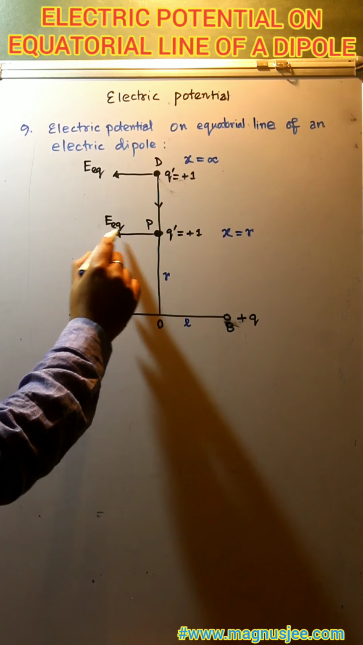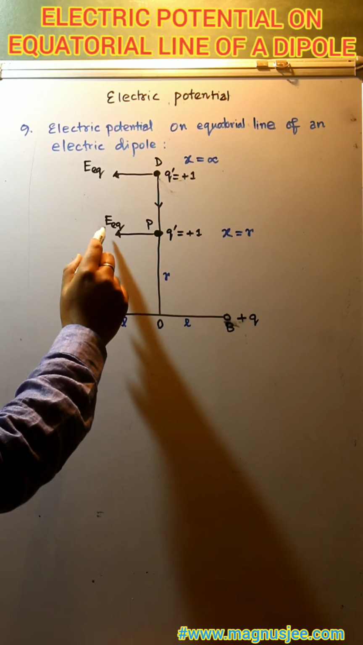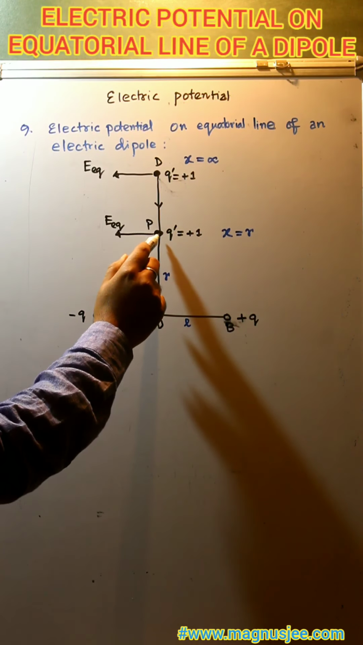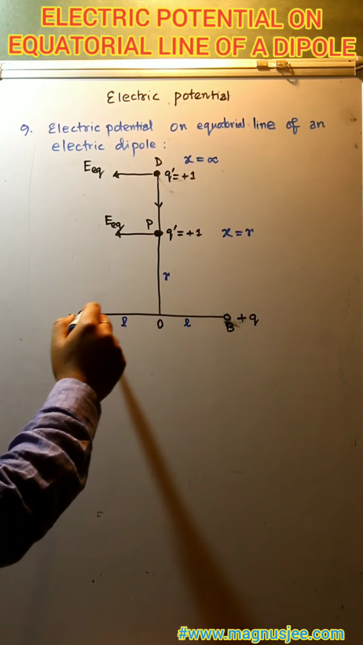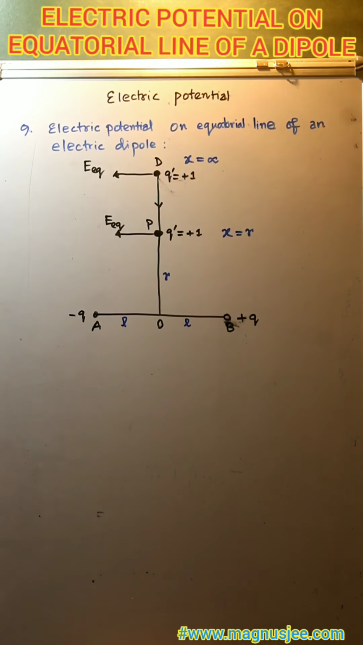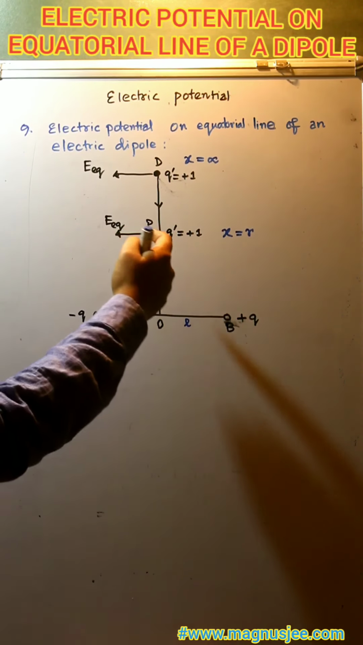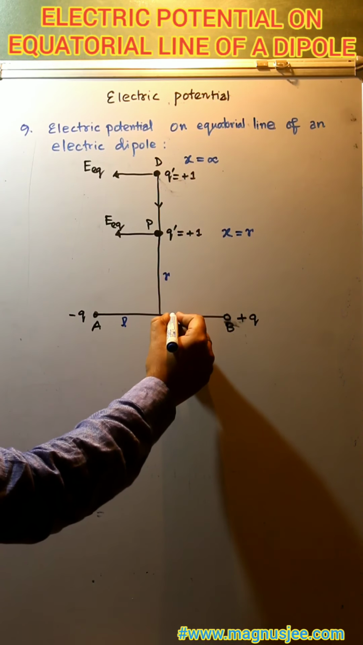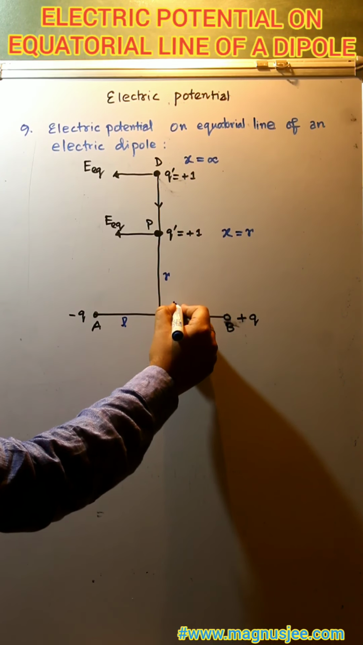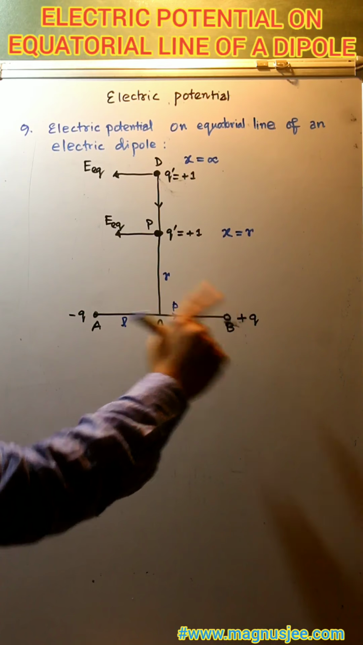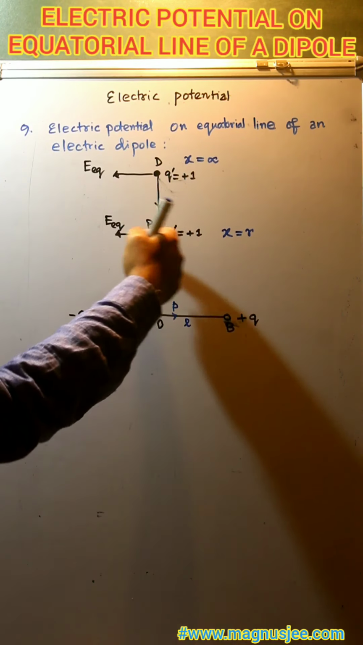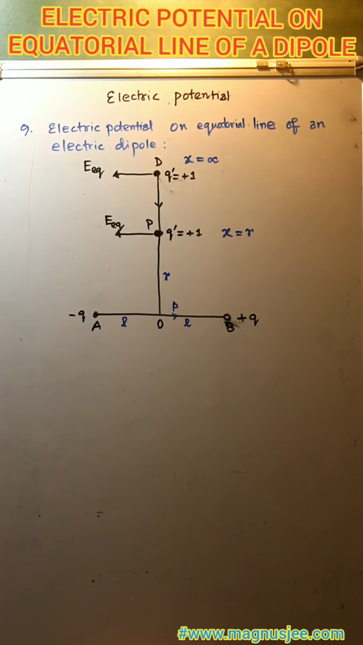And here, what is E_EQ? It is the field intensity at P on the equatorial line of this electric dipole, and it acts in the opposite direction of the dipole moment. Dipole moment P acts from minus Q to plus Q charge, and the field intensity at this point is E_EQ.